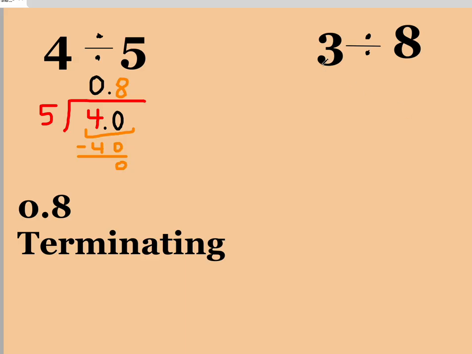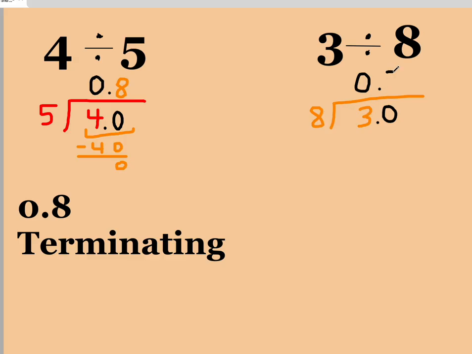Let's check out our next one, 3 divided by 8. So my dividend goes in the house, divisor outside. Now I'm going to go 8 into 3. 8 does not go into 3 because 8 is greater. So I'm going to make my decimal again. Now I go 8 into 30.